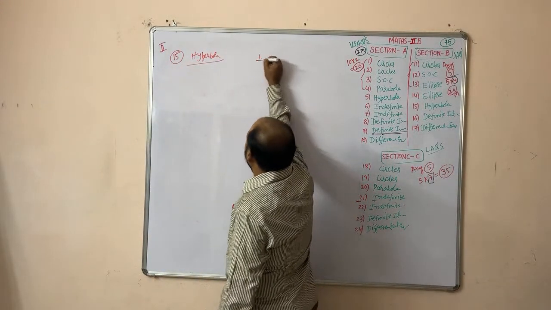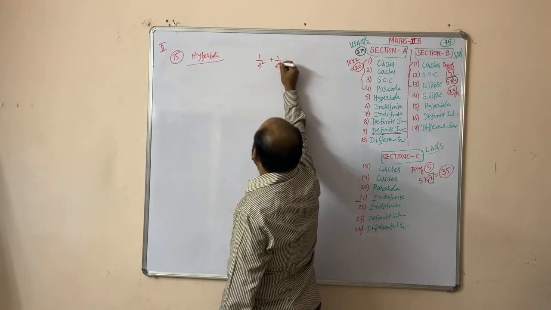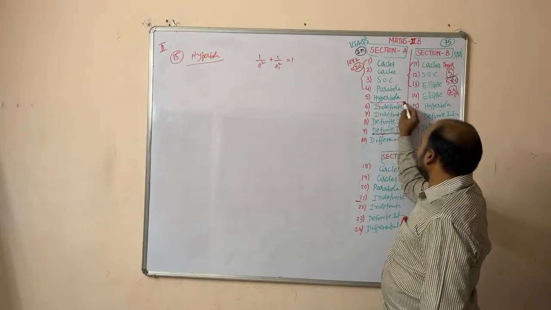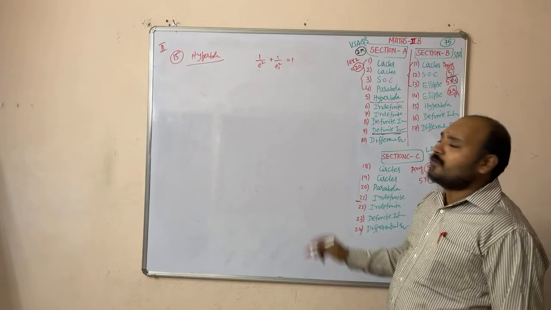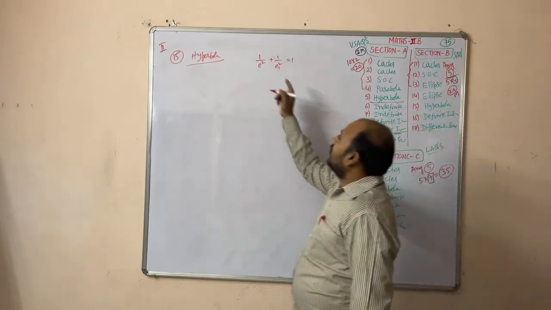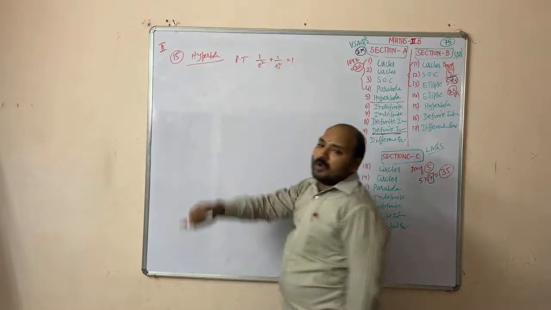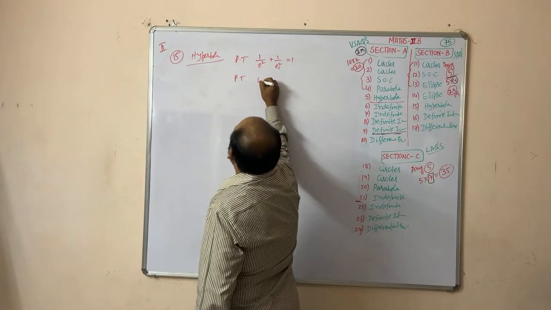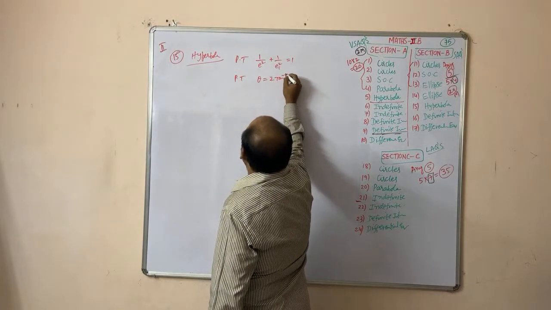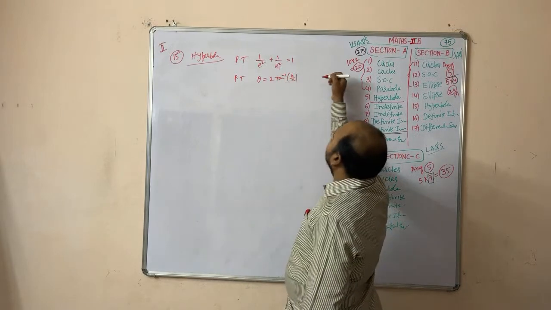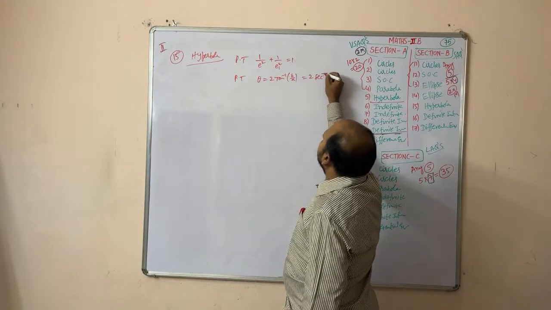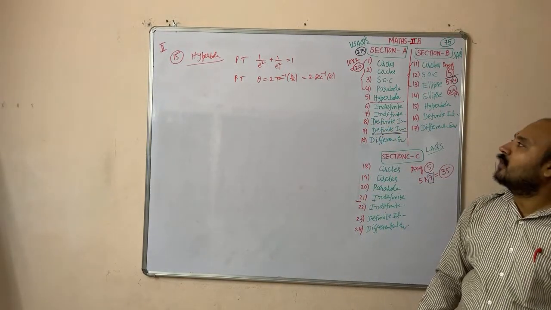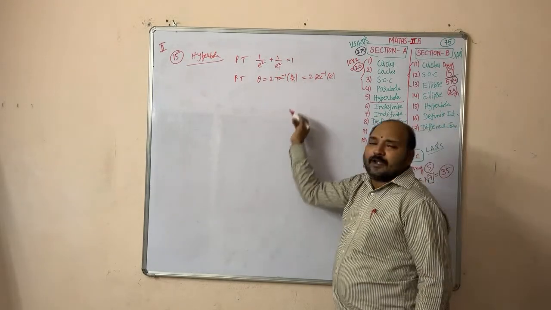First, in the VSAQs I said the proof of this one. In the VSAQs, define rectangular hyperbola also and find the eccentricity in 2 marks. Here, prove that 1 by e square plus 1 by e1 square equal to 1. Prove that theta equal to 2 tan inverse of b by a, or 2 secant inverse of e. These are the 2 standard proofs.